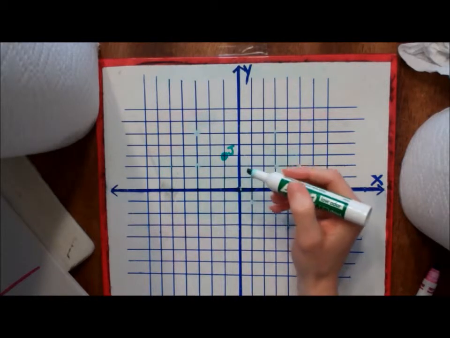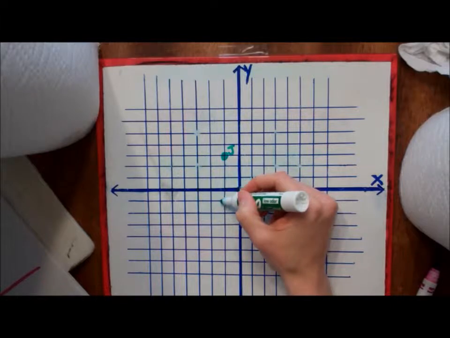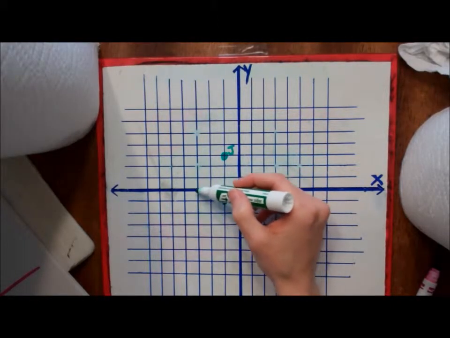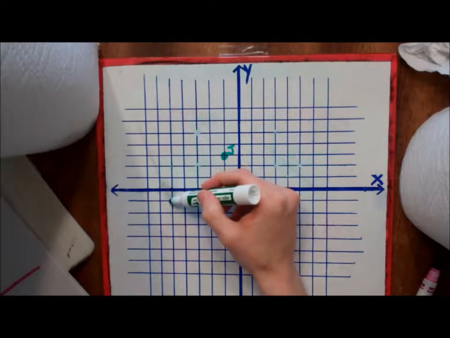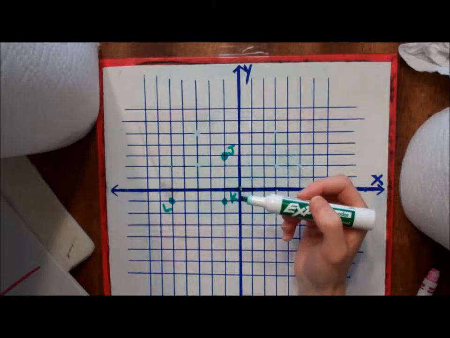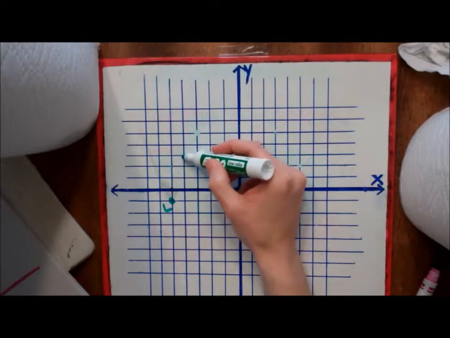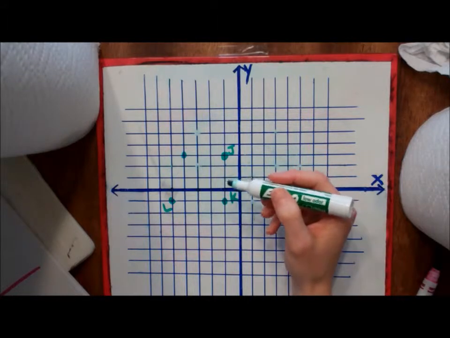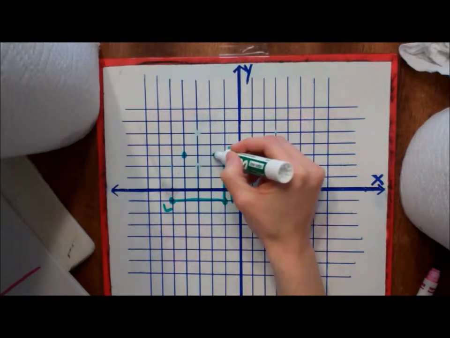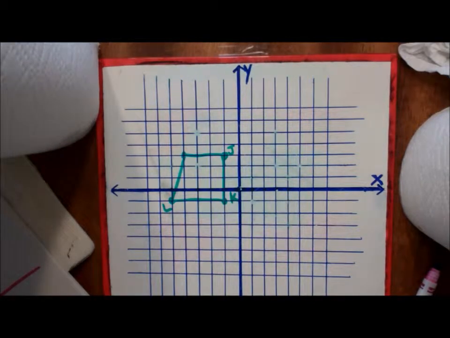This will be J. K will be -1, -1, -1. So this will be K. L will be -5, 1, 2, 3, 4, 5, and -1. L. And then M is going to be -4, 3. 1, 2, 3, 4. 1, 2, 3. Okay. So let's go on and connect all those. Okay. There we go. That's our quadrilateral.